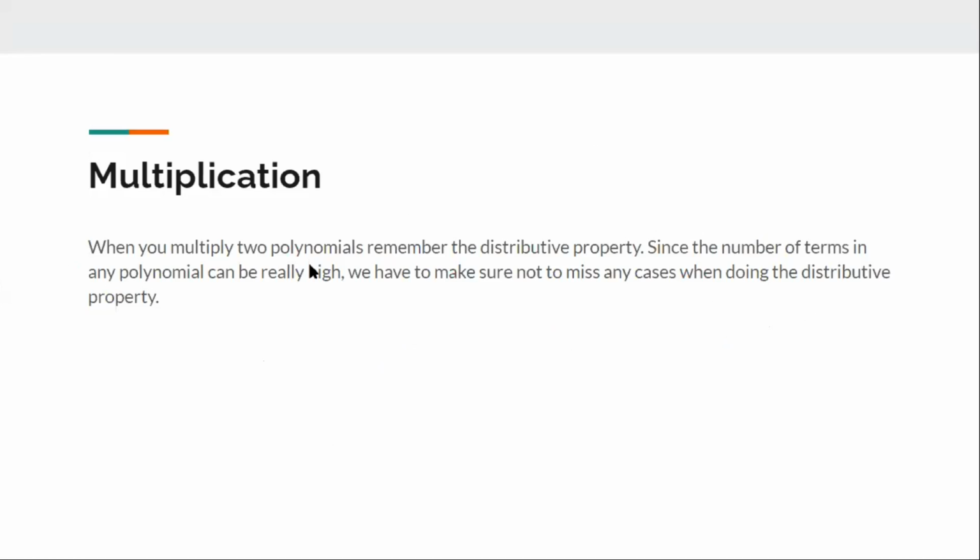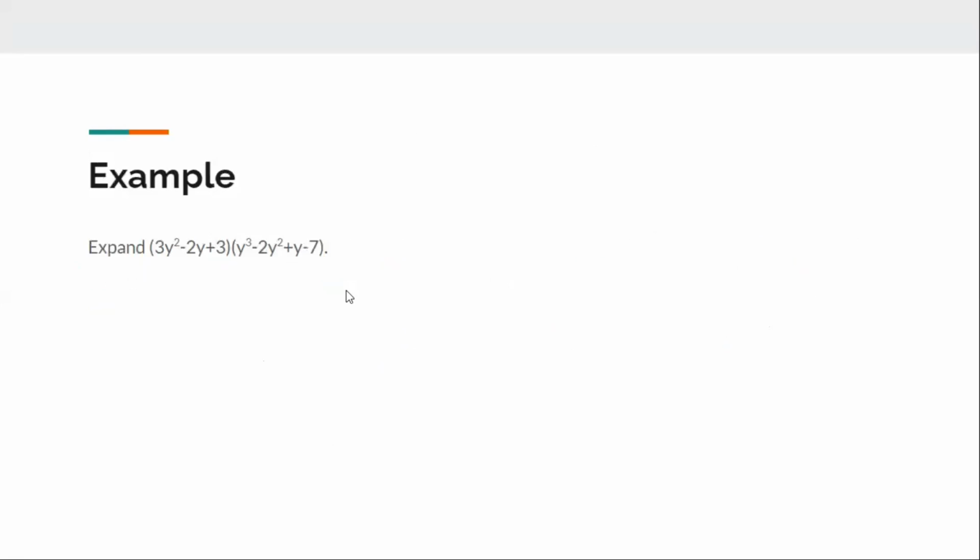Multiplication. When you multiply two polynomials, remember the distributive property. Since the number of terms in any polynomial can be really high, you have to make sure not to miss any cases when doing the distributive property. So here's an example. Expand 3y squared minus 2y plus 3 times y cubed minus 2y squared plus y minus 7.